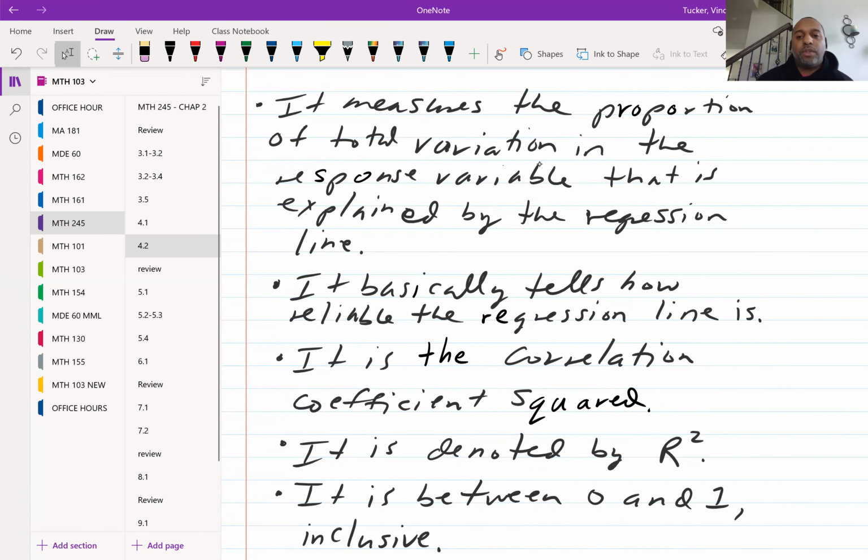It is the correlation coefficient squared. The symbol for it is capital R squared. And it is between 0 and 1 inclusive.